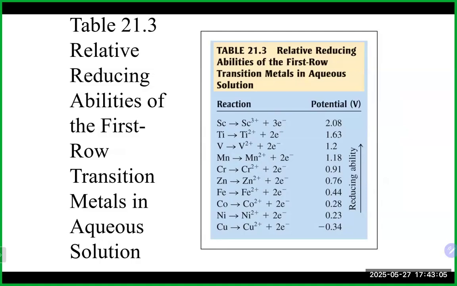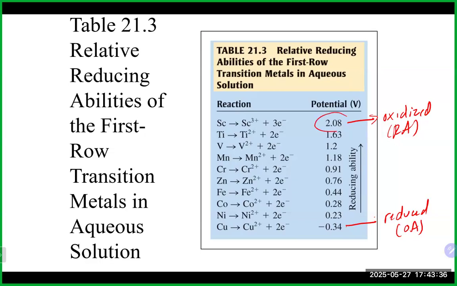And what we see here is reducing ability increases as you go upwards. Reducing ability is really about something being a reducing agent, which means this one is most likely going to be oxidized and is a good reducing agent, while this one down here will be reduced and is a better oxidizing agent. Now you may be saying, isn't this the cell potential here?